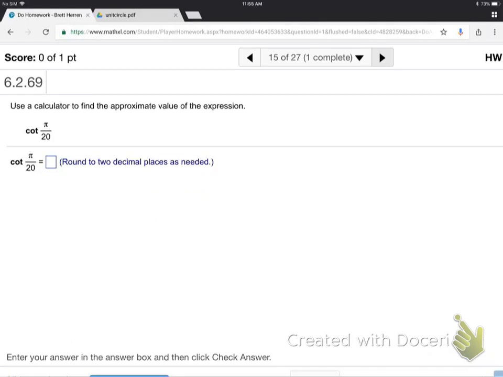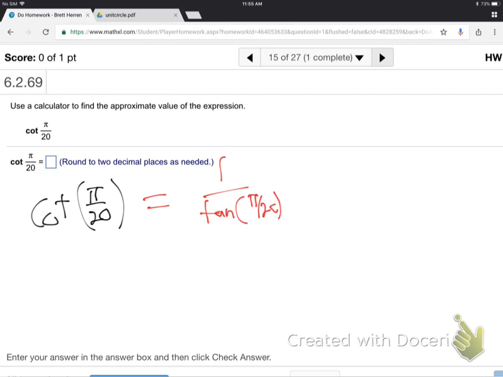All right. Part 2, we'll use your calculator. So, cotan of pi over 20 on your calculator. You guys have calculators? How do you do cotan? There's not a cotan button. How do you do cotan? 1 over tan. You have a tan button, right? Maybe some calculators have a cotan button now. I don't think so. 1 over tan, pi over 20.